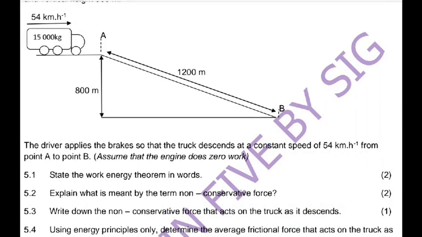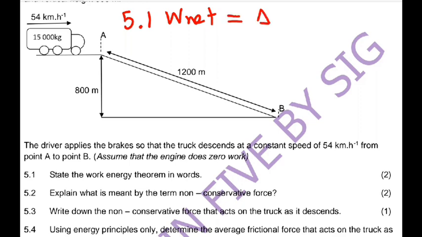We want the work energy theorem. So the work energy theorem is basically that formula that says W net is equal to delta EK. So in words, you would say the work done by the net force is equal to the change in kinetic energy.